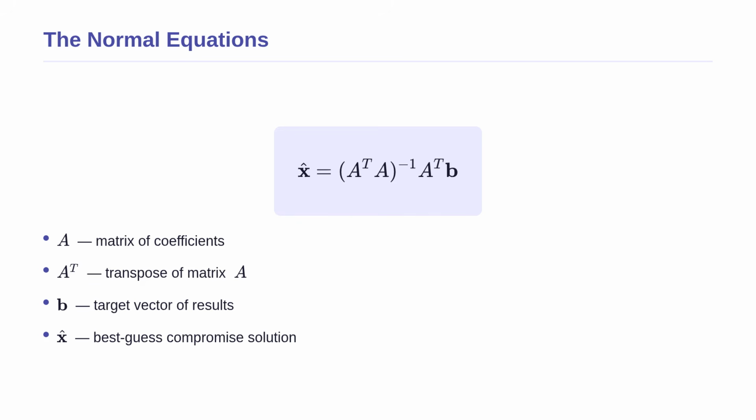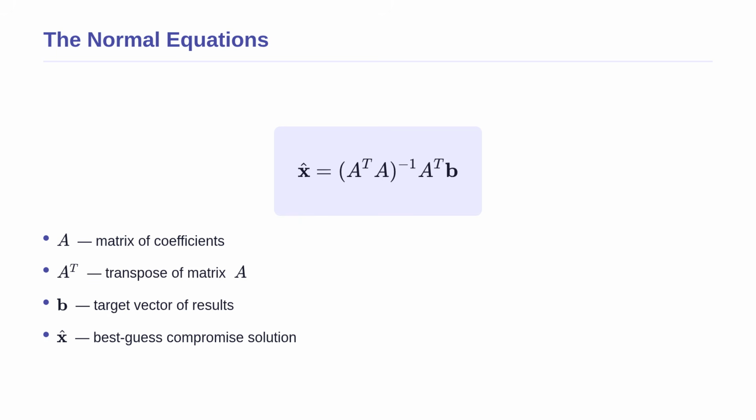This visual geometry leads us directly to the most important formula in this topic, the normal equations. This formula gives us the exact recipe to compute the best possible compromise solution, X hat. Here, A is our original matrix of coefficients and A transpose is that matrix flipped. The vector B is our unreachable target. By multiplying A transpose by A, we create a new well-behaved square matrix that we can invert.